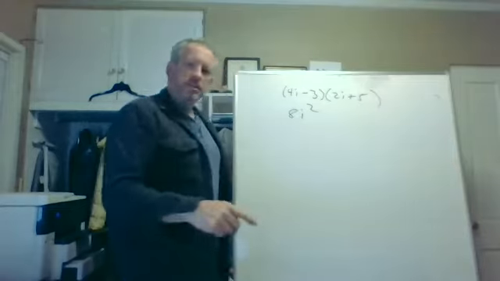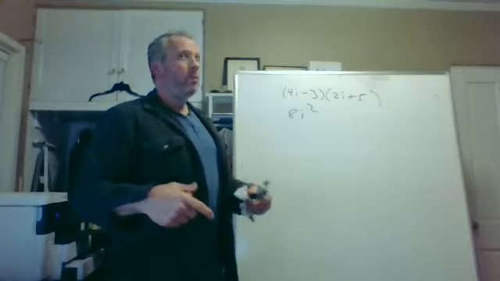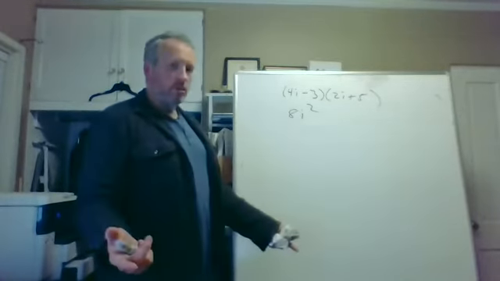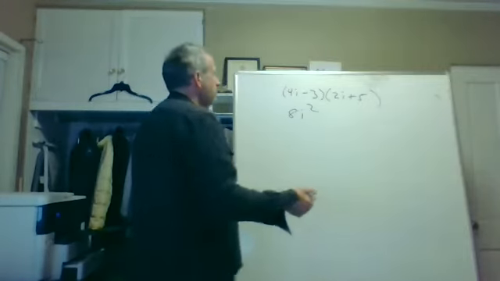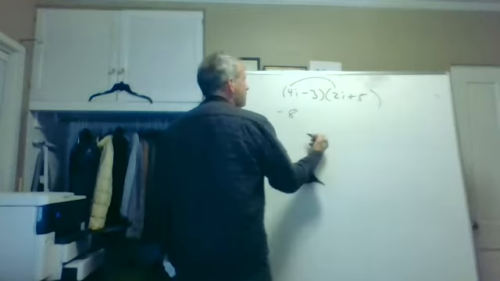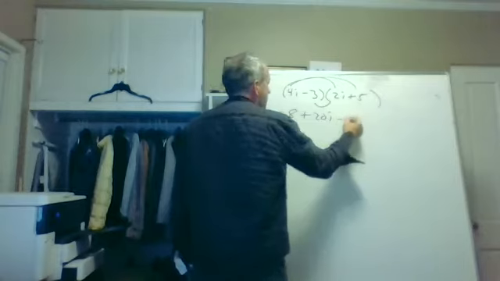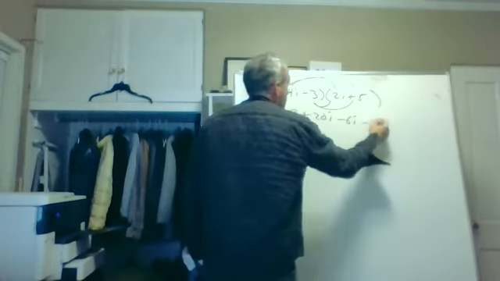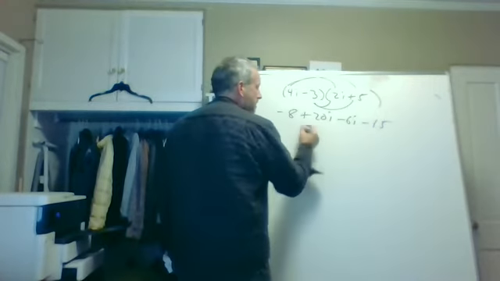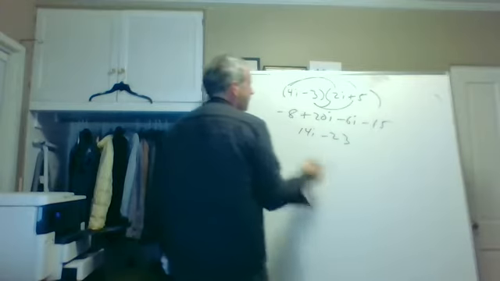But by definition, i squared, i times itself, is negative 1. We declare that. That is the very definition of i. i is equal to the square root of negative 1 by definition, so i squared is negative 1. So what that gives us here is negative 8. That's this times this. Then this times this is plus 20i. This times this is minus 6i. And this times this is, ordinary arithmetic, negative 15. 20i minus 6i is 14i, and negative 8 minus 15 is negative 23.